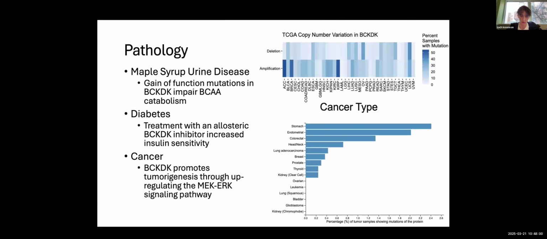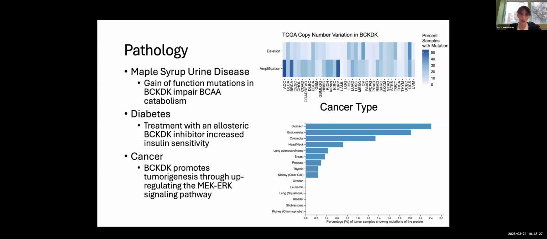So last, I'll talk a little bit about the biomedical significance of BCKDK. So maple syrup urine disease or MSUD, is a metabolic condition that results in high levels of branch chain amino acids in the bloodstream and characteristically sweet-smelling urine. The disease is caused by mutations that decrease the activity of the branch chain alpha keto acid dehydrogenase complex, and the severity of the symptoms can vary from life-threatening to very mild and intermittent.